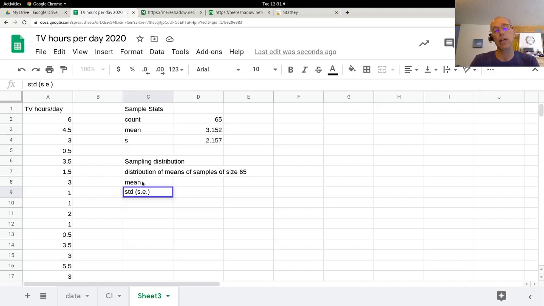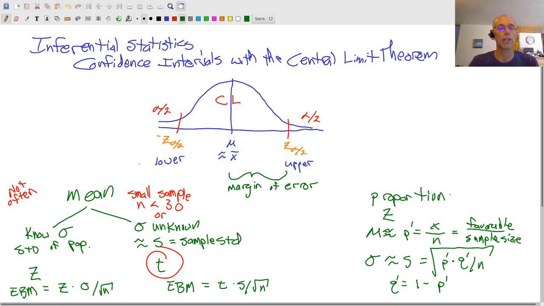And what is standard error? It's just the standard deviation of the sampling distribution. That's it. Central limit theorem says that for a large enough sample, the mean of the sampling distribution is the mean of the population, and we're using our sample to approximate the population. So I can just say the mean of the sampling distribution is the mean of the sample. Standard deviation is a little bit trickier.